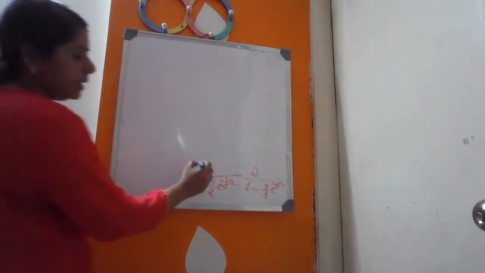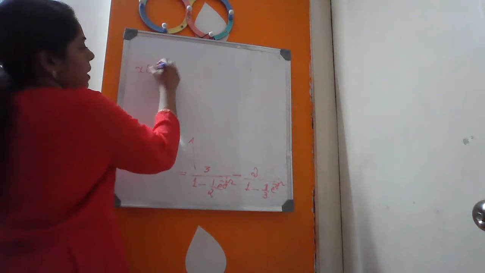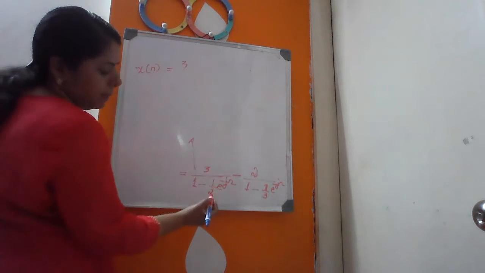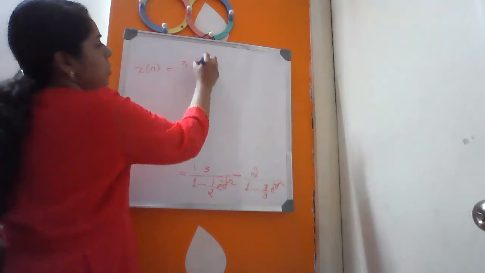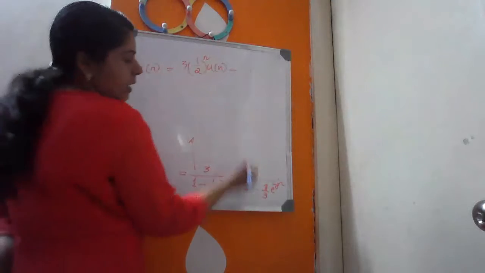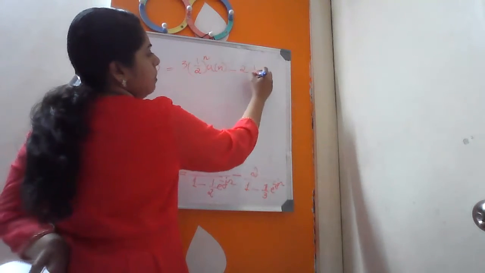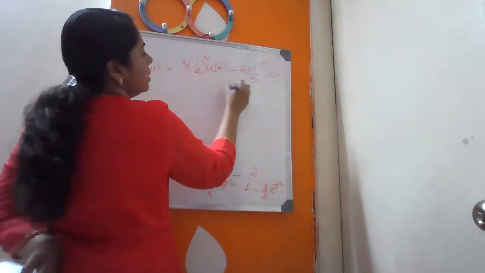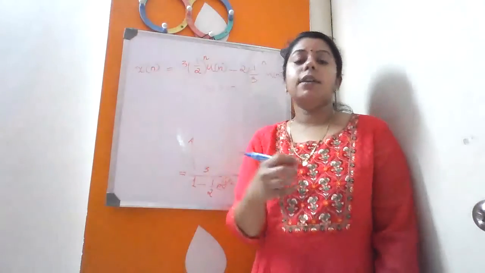Just see, directly you can write x of n is equal to 3, and what is the alpha value here? 1 by 2. So 1 by 2 power n u of n, minus 2 times, and what is the value of alpha here? 1 by 3. So 1 by 3 power n u of n. So this is the inverse Fourier transform of the given equation.